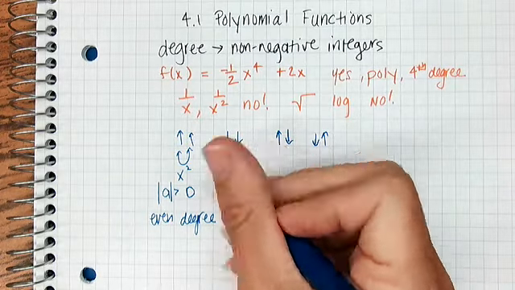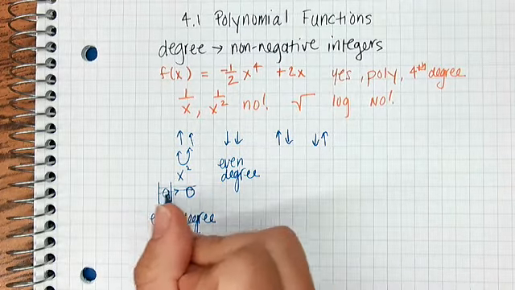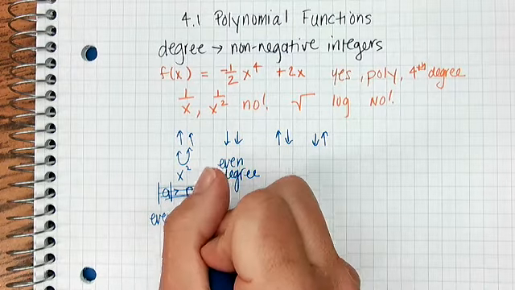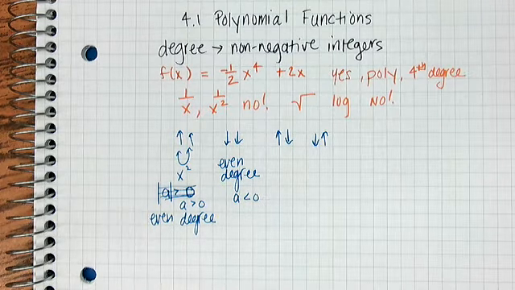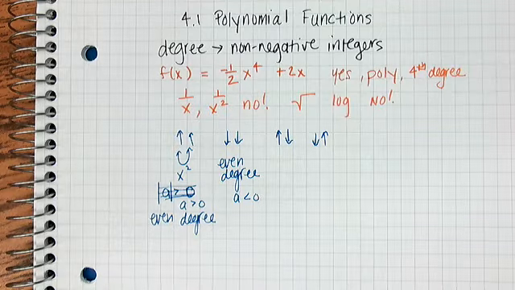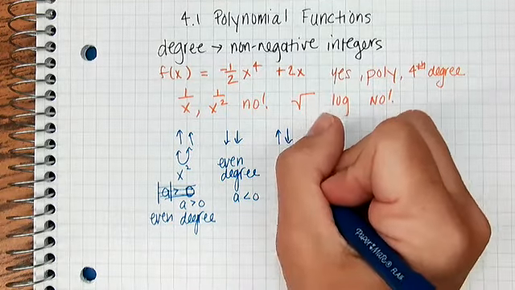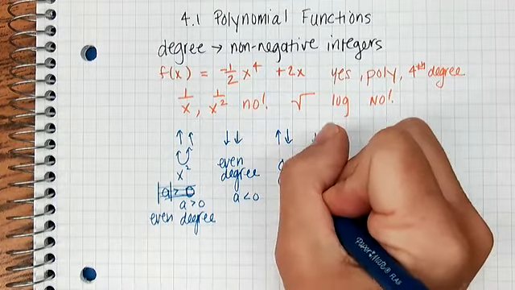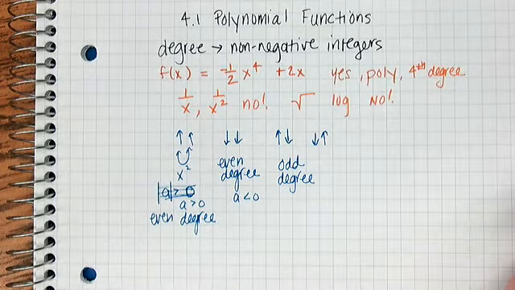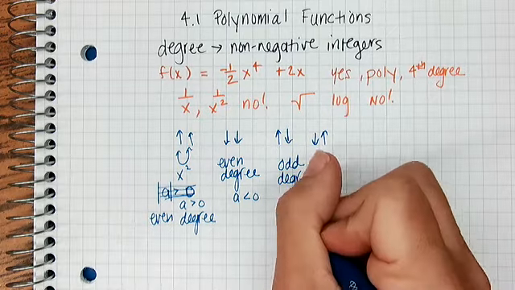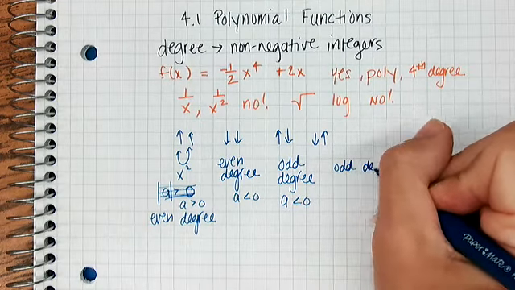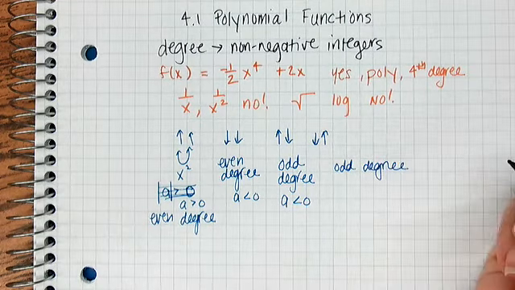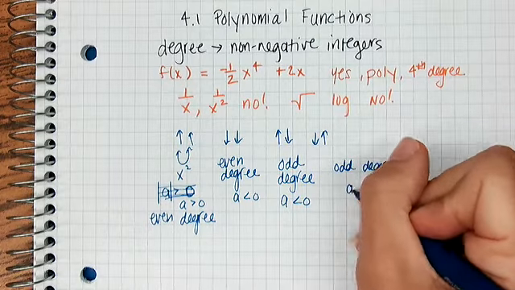And this is not right, sorry. This is a is greater than 0, and this is a is less than 0. My apologies. A is positive, a is negative. A is the lead coefficient. This would be odd degree: x cubed, x to the 5th, x to the 7th, x to the 9th, whatever. A is less than 0, and this is odd degree, a is greater than 0.